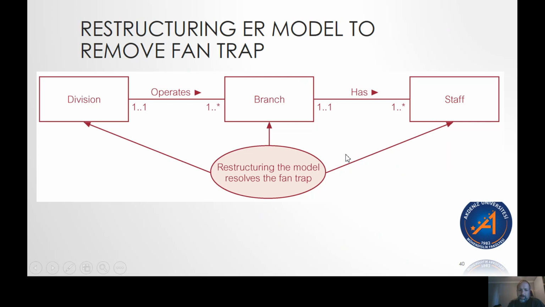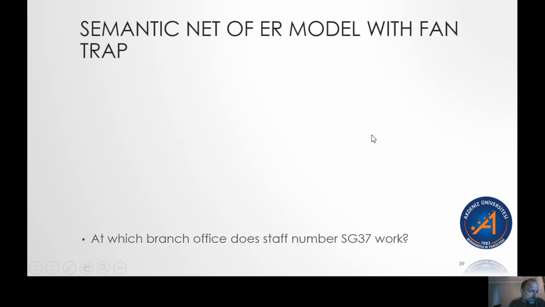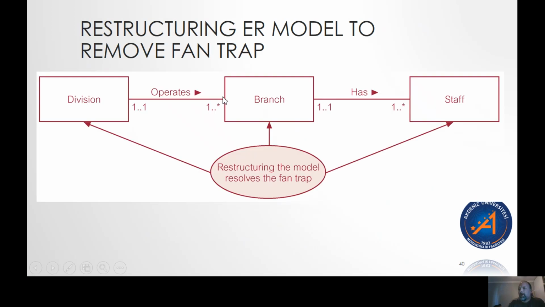Okay, so let me go back a couple of slides then and say it that way. Go back and undo what I just said earlier, and we'll say a faculty has departments, a department has staff. Okay. All right. So if we look at it this way now, division operates branches and branches have staff.